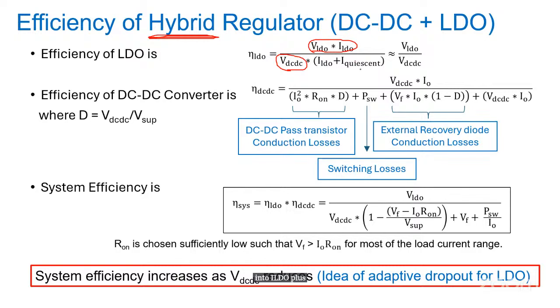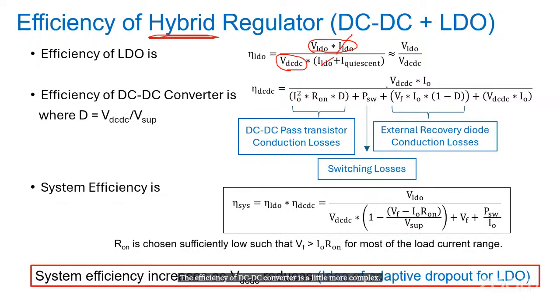So quiescent current is typically small when you're designing, hundreds of microamps based LDO. So you would see that approximately the currents would get cancelled out, and you are left with the ratio of output voltage to the input voltage as your efficiency. Now the efficiency of DC-DC converter is a little more complex.